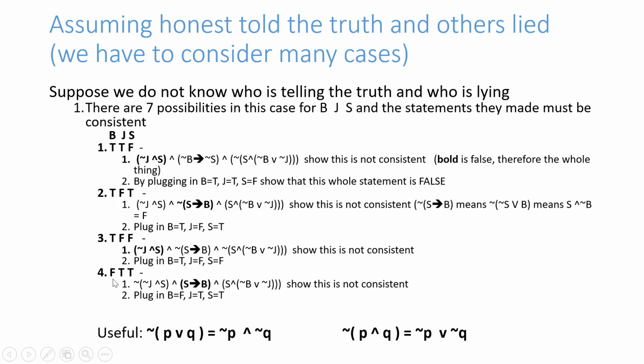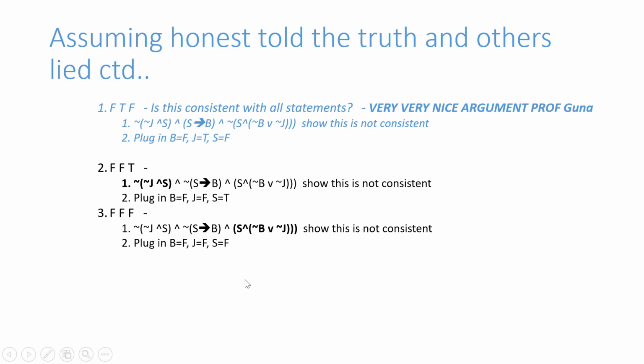The other case is FTT. Again, you could show that these things are not consistent. I ask you to try those things. The only thing consistent in this case would be FTF. So we have to assume that BJS are FTF, and then we ask the question, is this all consistent?